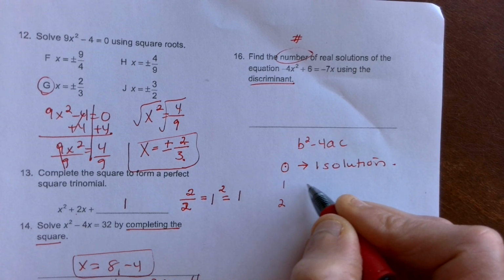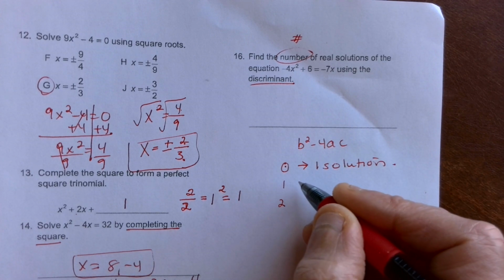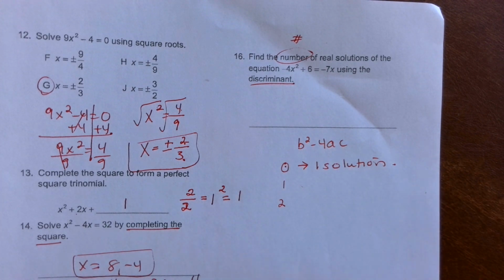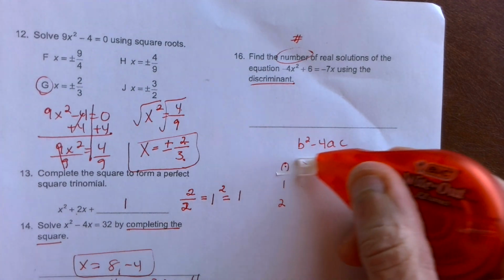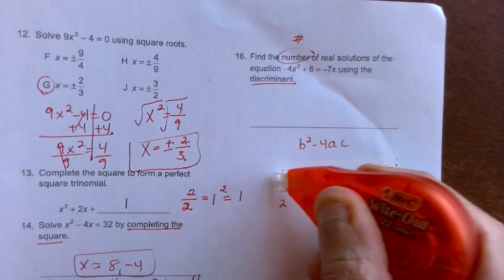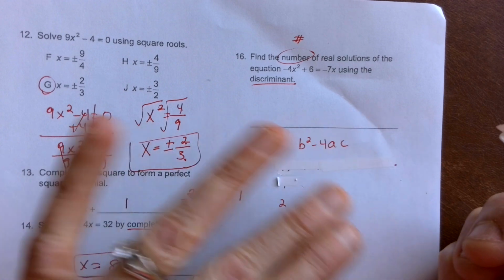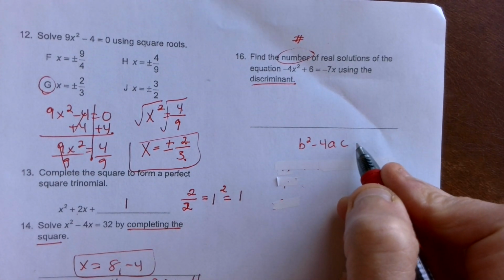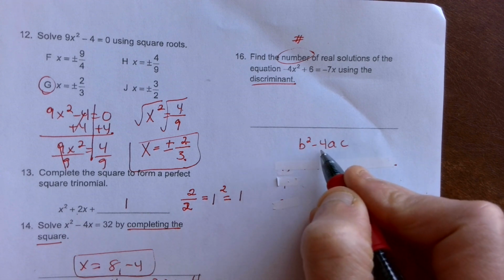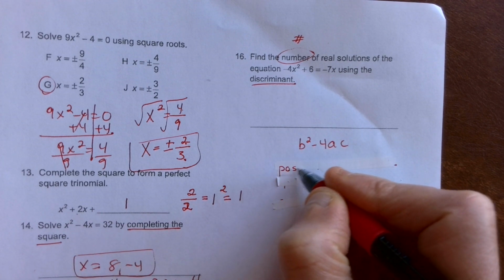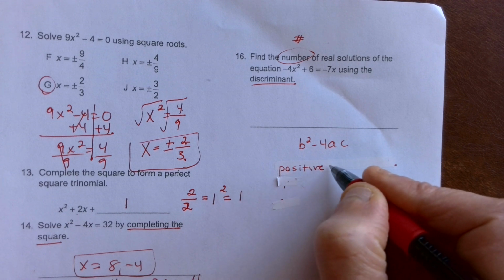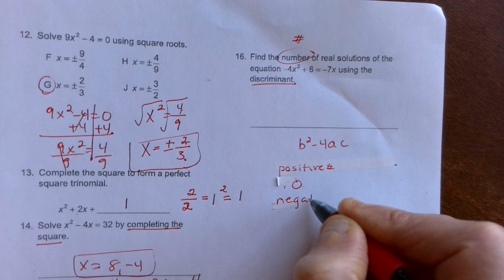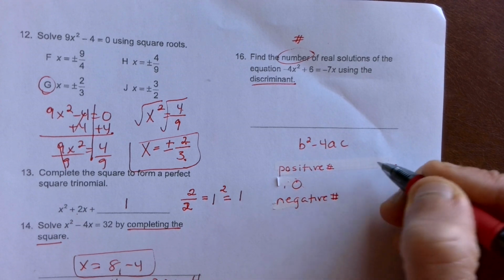If I get, wait, back it up. I'm mixing this up. Sorry, class. Hang on one second. I'm not explaining this in a clear manner. Let me try again. When you figure this out, you are going to get a positive number, you will get a 0, or you will get a negative number. One of those three things is going to happen.